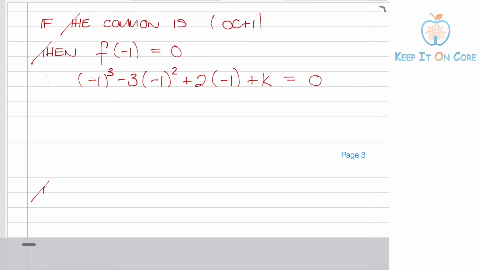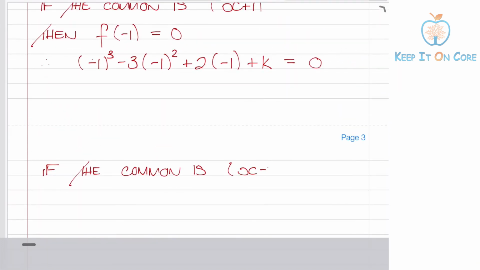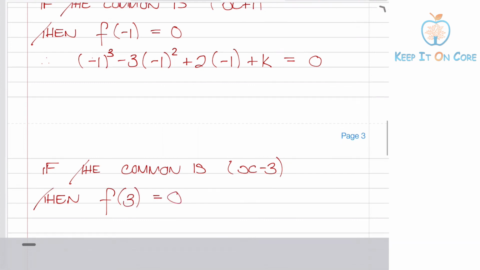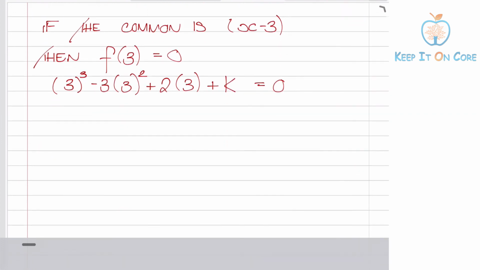However, if the common factor is the next bracket, x minus 3, then we would conclude that f of positive 3 is equal to 0, and you would do exactly the same thing. Instead of x's, we replace every one of your x's with positive 3. And because we're making the statement that it's a factor, we would make the expression equal to 0 and solve for k. I'll come back in a minute and solve that.